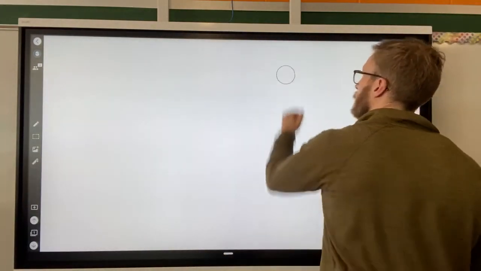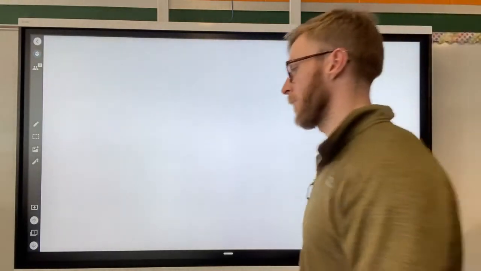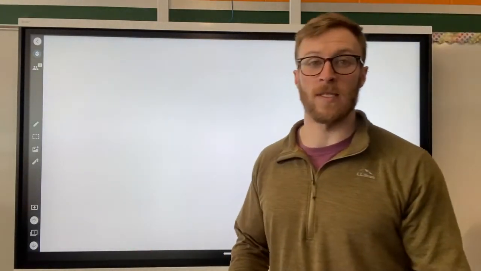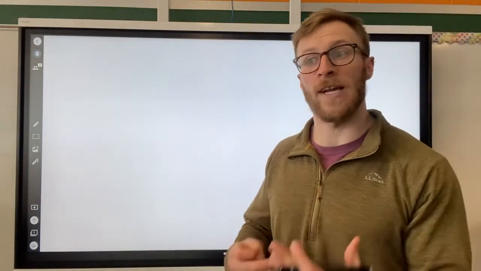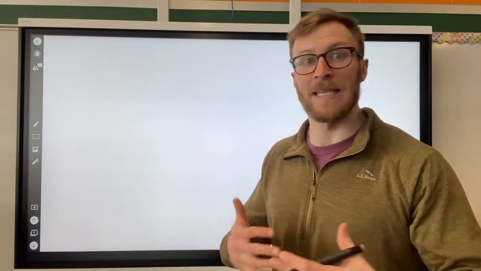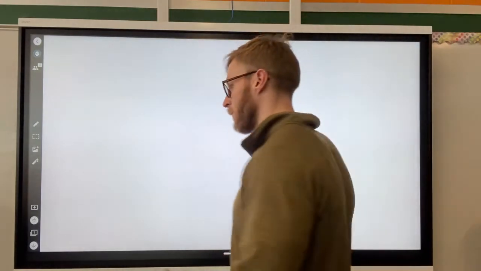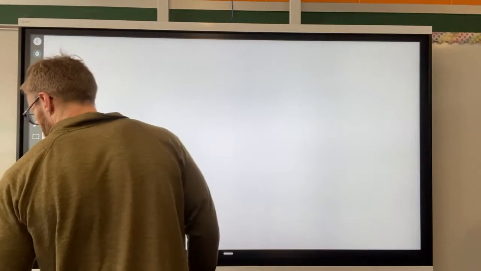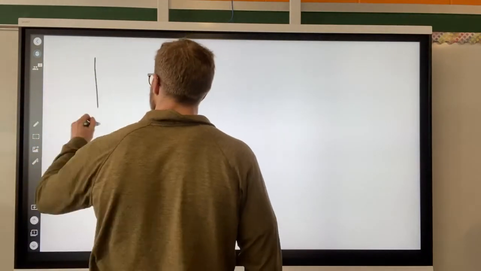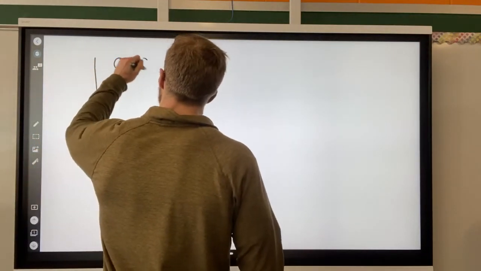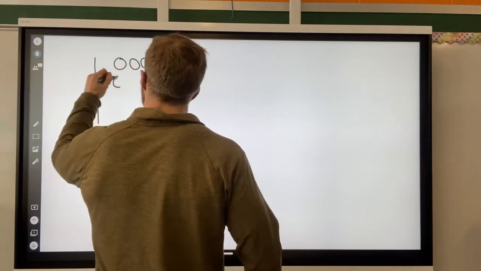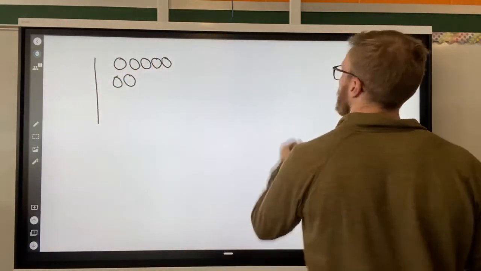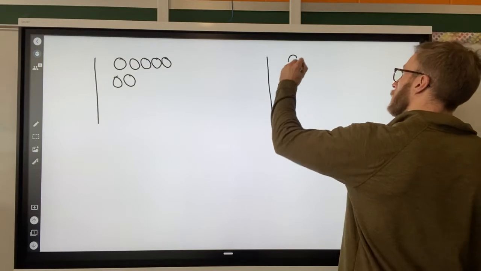Now I'm not even going to give you the number, I'm just going to give you the drawing. And I said bigger, but I should be saying greater. 12 is greater than 5. 5 is lesser than 12. Okay? Here's your next picture.